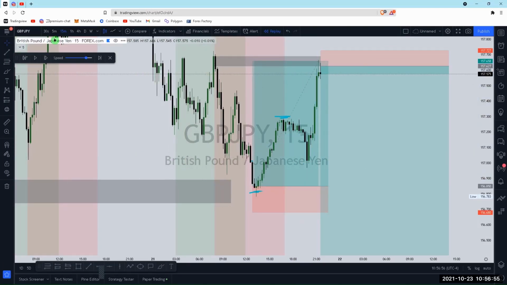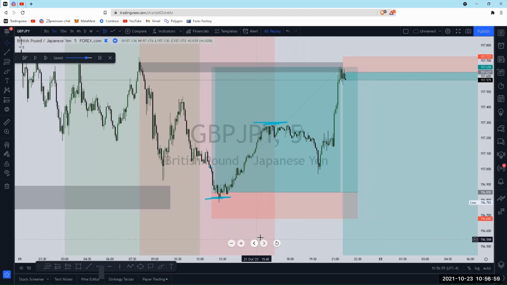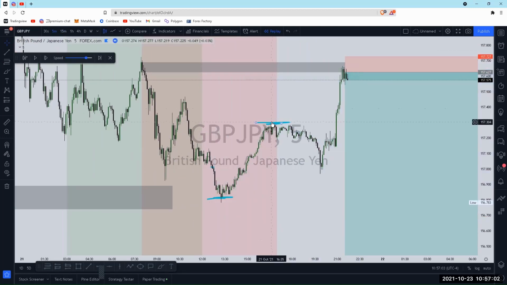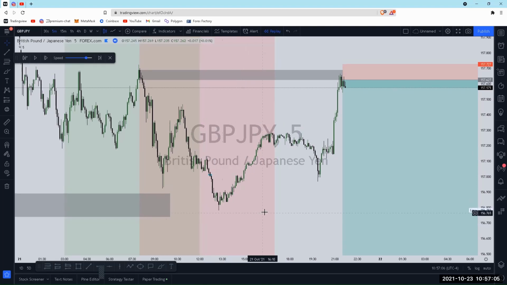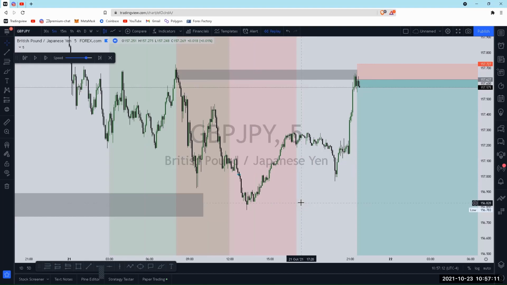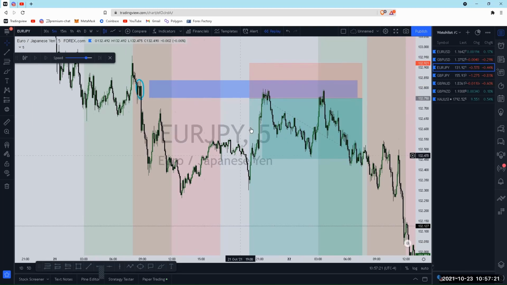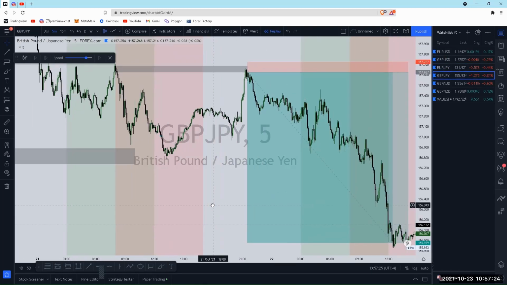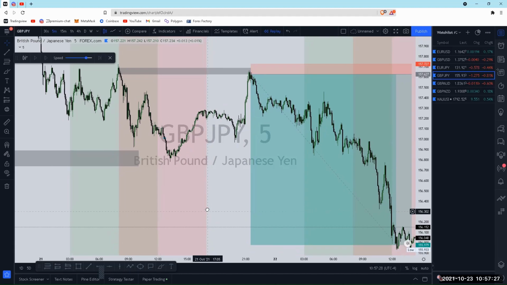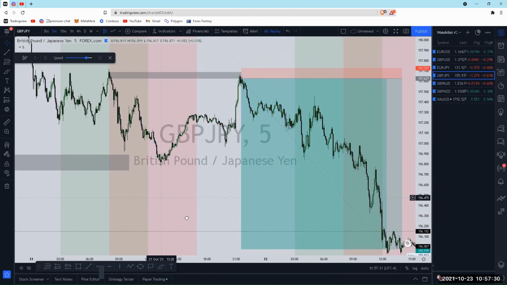So boom, price came up here and closed the buy position in profit, and I entered a sell position right here. Keep in mind, around the same time, Euro JPY was doing the same thing right here. Euro JPY and Great Britain pound versus the Japanese yen are directly correlated, so they're going to basically move in the same direction.